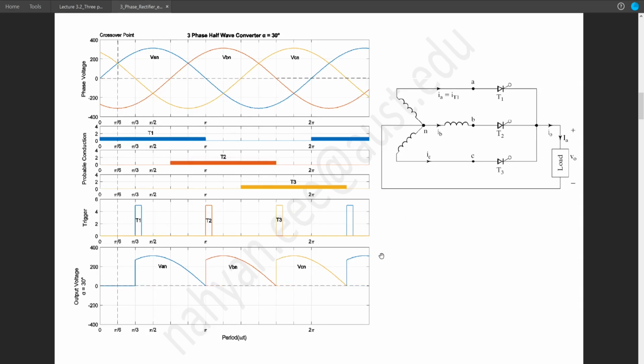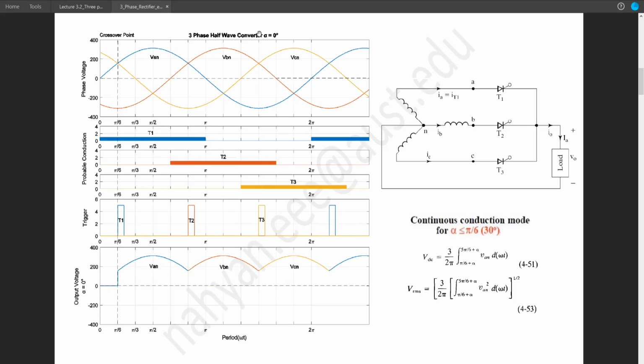So if we get back to our first diagram where alpha equals 0, we can derive the formula for VDC and VRMS from this continuous conduction mode. So VDC is basically this area of the curve. Since this pattern is a repetitive pattern and this pattern is repeating after every 4 blocks or 120 degree, this is itself a 120 degree cycle. So if we calculate the area under this VAN, we will get the value of VDC.